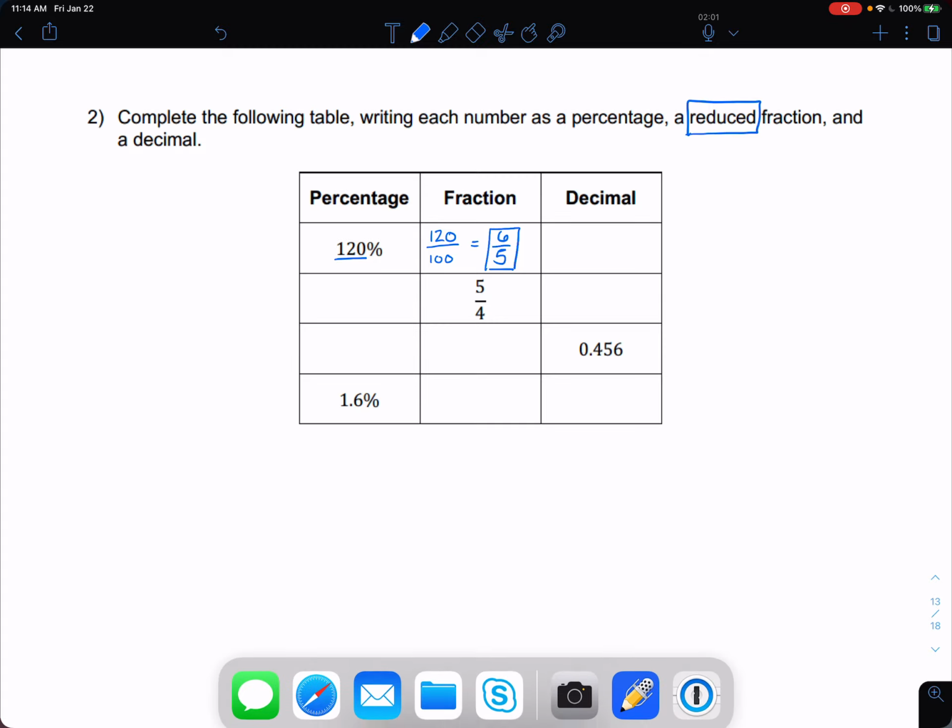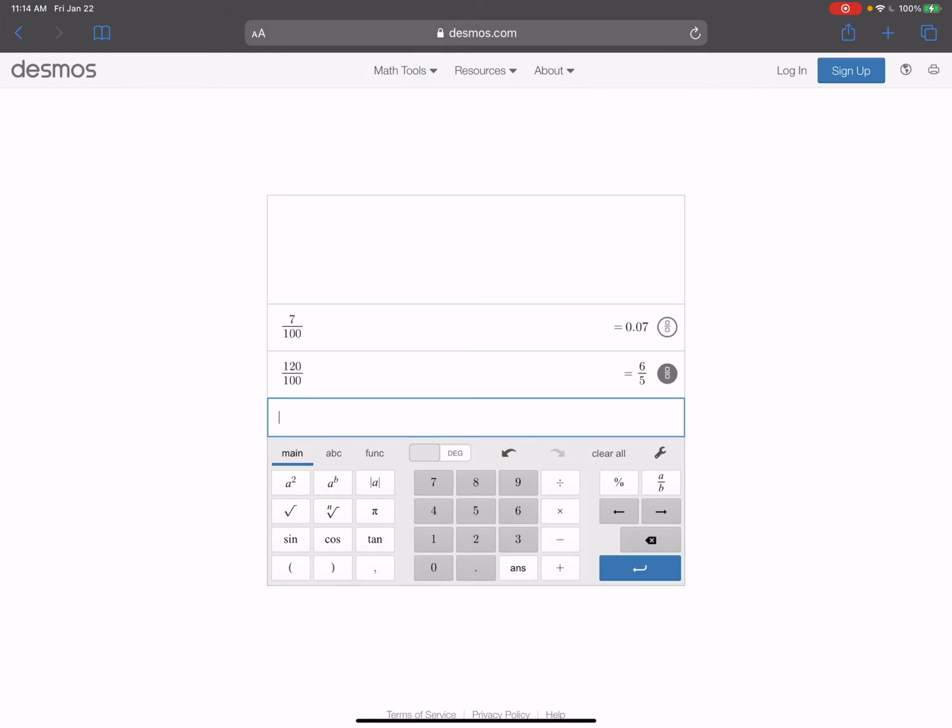Then to get that decimal answer, if we look back at that calculator again, we can just unclick the fraction button and get our decimal answer of 1.2.